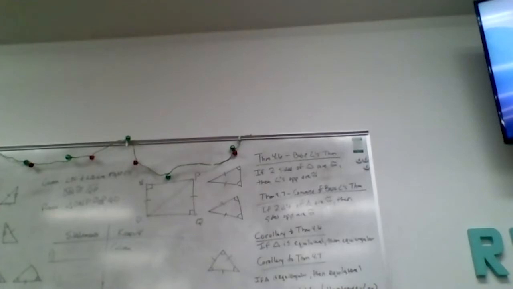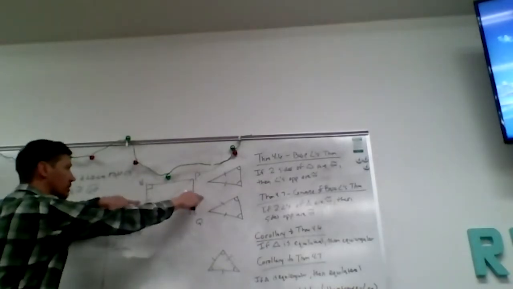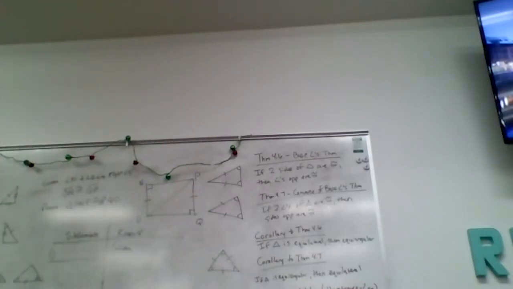Use the Hypotenuse Leg. I'm kind of thinking that would be the simplest way to do it because we've already got a leg. We know the right triangles. We've already got legs that we know are congruent. So all we've got to prove is the hypotenuses are congruent. And yeah, just do the same thing.